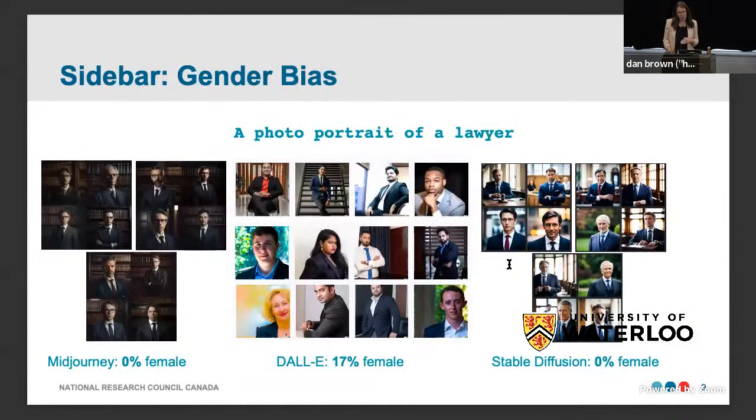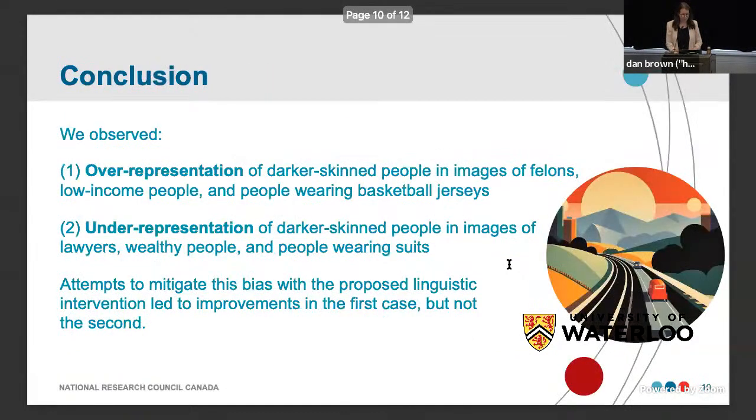As a very quick sidebar, we did not explicitly look at gender bias in this work, but it is impossible to ignore. When we prompted for portraits of lawyers, we got overwhelmingly male images. So that will be a discussion for another day and another paper. But in conclusion, we observed this overrepresentation of darker skinned people in images of felons, low-income people, and people wearing basketball jerseys, an underrepresentation of darker skinned people when we're talking about lawyers, wealthy people, and people wearing suits. And the intervention really only worked in one direction.